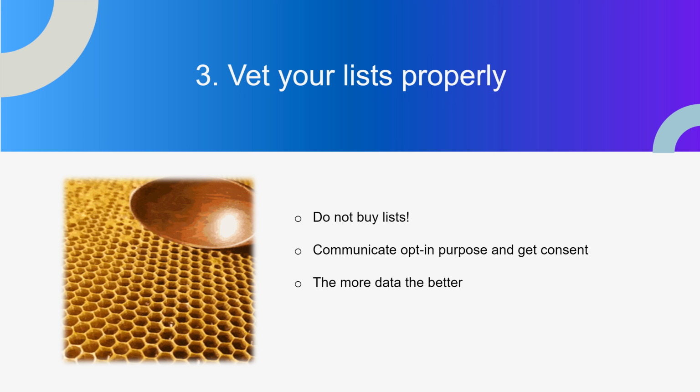Just send to people who gave you consent if possible, and communicate why you're sending out emails to them. I always preach about data. The more data, the better, because then you can segment better, you can target better, and you can even tailor the messaging better. And that's part of good long-term data architecture, which I've covered in the previous module.